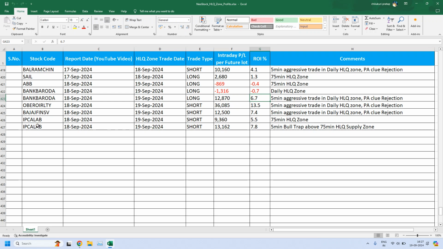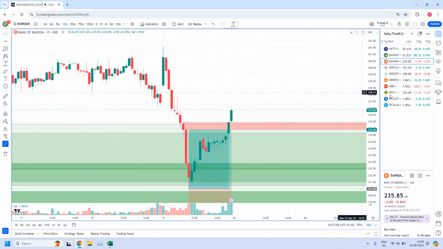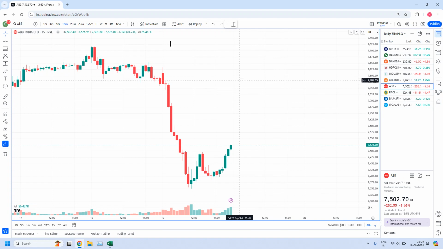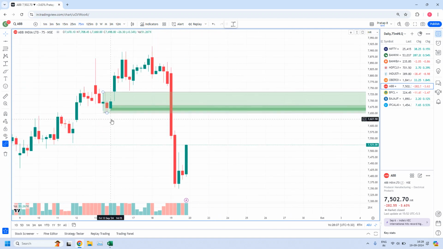So we discussed IPCL Lab, Bajaj Finserv, Oberoi Realty, Bank of Baroda, both the trades we discussed. And then ABB is also one trade executed, but it is stopped out. Let me go to the ABB. ABB is a 75 minutes high liquidity zone. It is a demand zone. We have a drop, 3 base candles and a rally candle. Drop, base, rally. And we have a fine-tuned 5-minute zone and it is stopped out easily today.